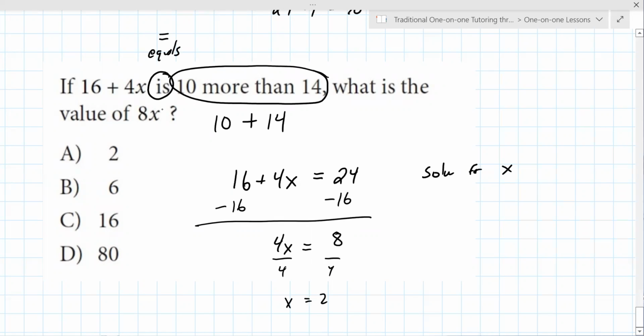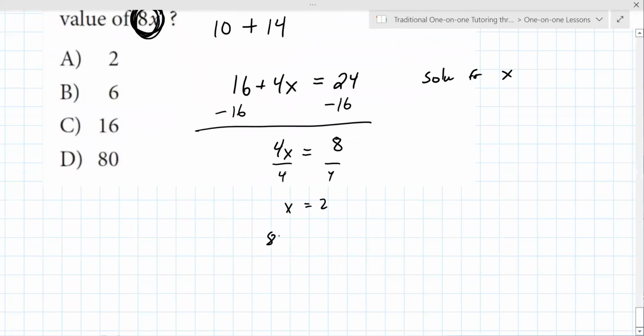Okay, but is that what they're asking for in this problem? Are they asking for x or 8x? It's right here. I'm circling it. What are they asking for? 8x. So 2 is not the answer. You have to multiply by 8. What is 8 times 2? 8 times 2, that is 16.